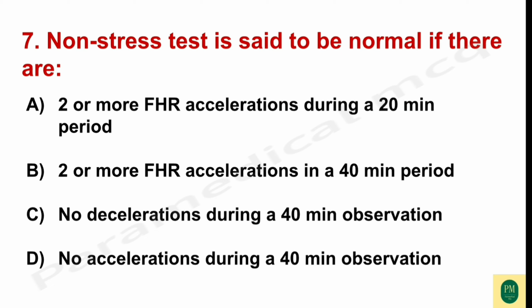Non-stress test is said to be normal if there are: option A, 2 or more FHR accelerations during a 20-minute period; option B, 2 or more FHR accelerations in a 40-minute period; option C, no decelerations during a 40-minute observation; option D, no acceleration during a 40-minute observation. The correct option is option A, 2 or more FHR accelerations during a 20-minute period.